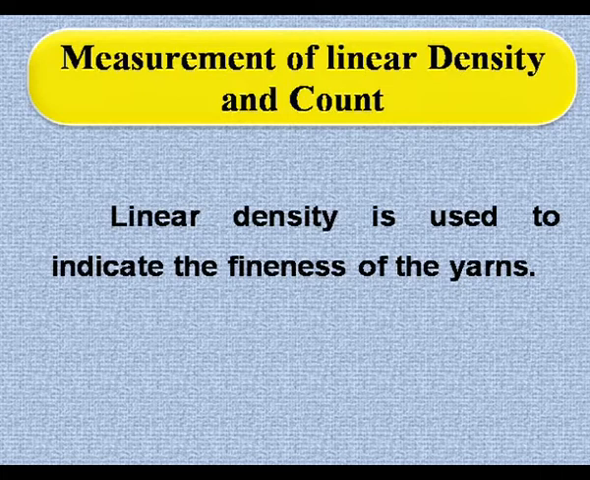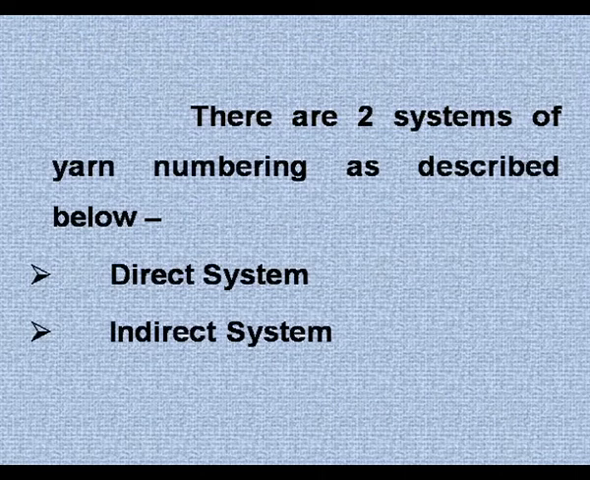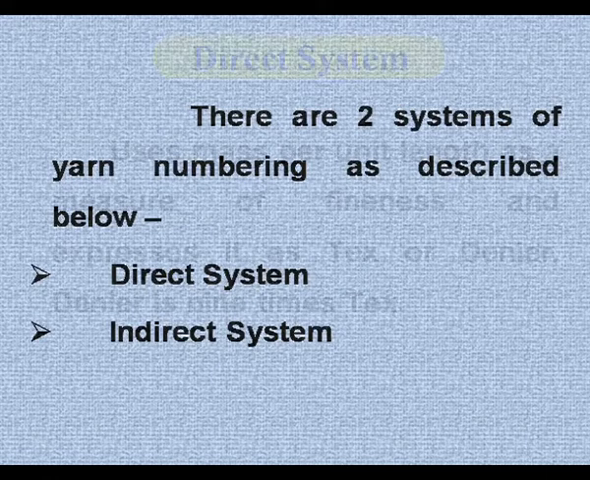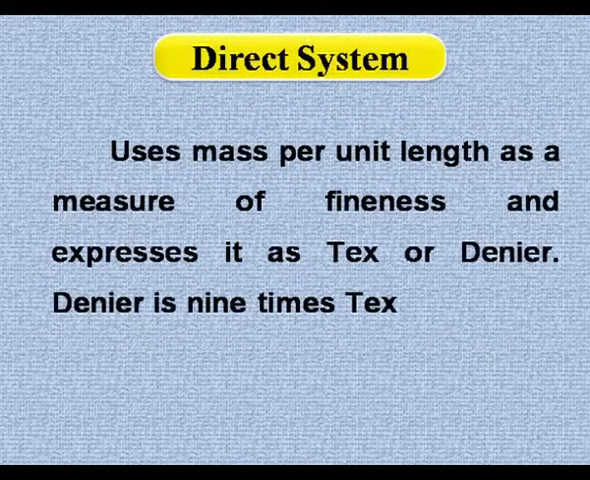Linear density is used to indicate the fineness of yarns. There are two systems of yarn numbering as described below: direct system, indirect system. Direct system uses mass per unit length as a measure of fineness and expresses it as tex or denier. Denier is 9 times tex.